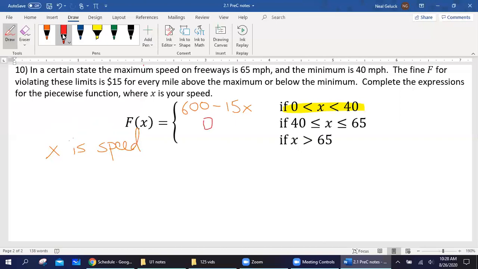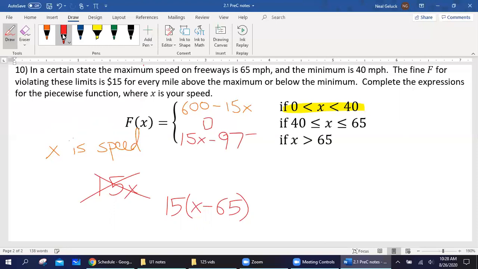If I'm going over 65, again, I don't want to do 15 times x. I need to know how much I went over 65. So that would mean my speed minus 65. That would tell me how much I went over 65. And I'd multiply that by 15. And then if I distribute that, I've got 15x minus 975. So that does it for section 2.1.